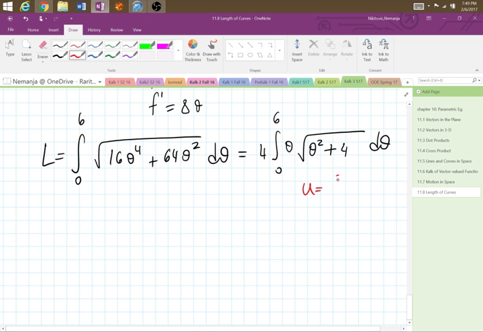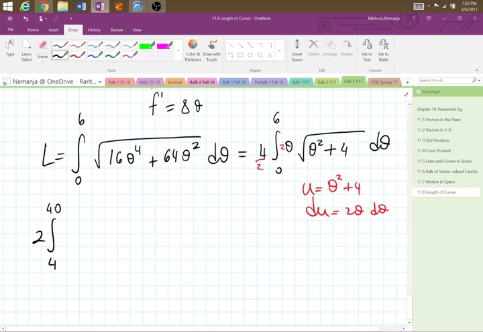u equals theta squared plus 4, du equals 2 theta d theta. So we need to steal 2 from 4. Awesome. We have 2 times the integral from 4 to 40. New limits, right? Because we are changing into the u domain, so plug in 0 in the u substitution and then plug in 6, one at a time.